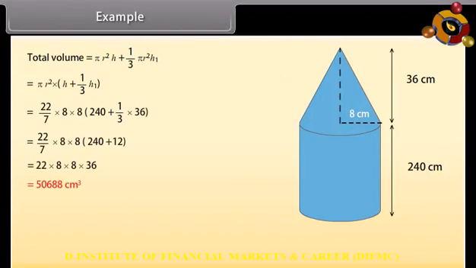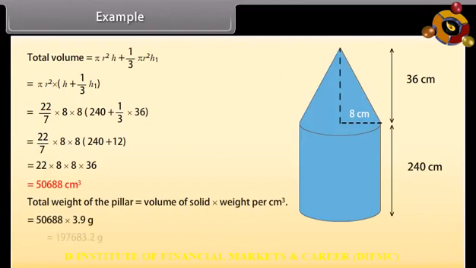50688 centimeter cube. Now the total weight of the pillar is equal to the volume of the solid into the weight per cubic centimeter. This is equal to 197683.2 grams, or 197.6832 kilograms.